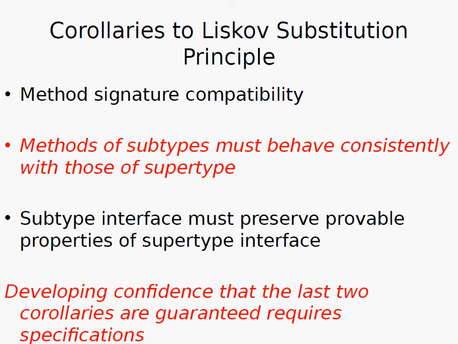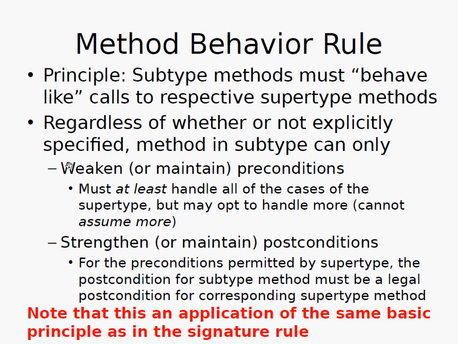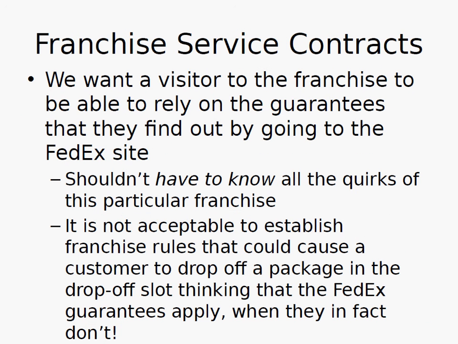Okay, so now let's go on to the second of these here, which will move us beyond where compilers can check. Most compilers are not going to be able to check something like this. And this has to do with the methods of a subtype having to behave consistently with those of the supertype, okay? So the subtype methods here have to behave like calls to the respective supertype methods in terms of the properties, the things that you can be counting on from them, okay? And this is the basic application of the same rule as the signature rule in the sense that we weaken preconditions and strengthen postconditions, okay?